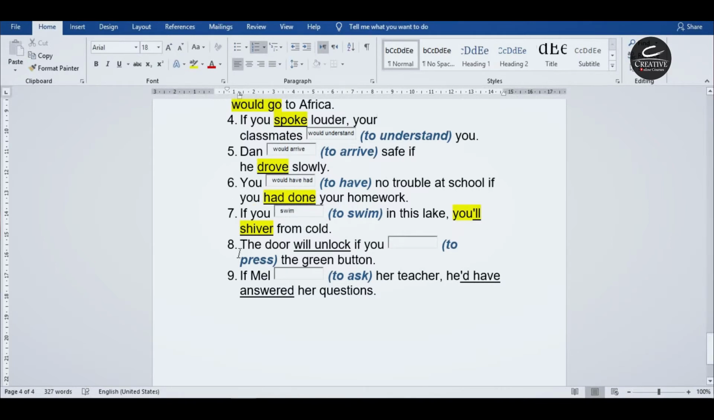What about number 8? The door will unlock if you the green button. Okay, so will unlock, this is the future tense. So we are talking about the first conditional of if. So here we have to use the present simple. Okay, so the door will unlock if you press the green button.